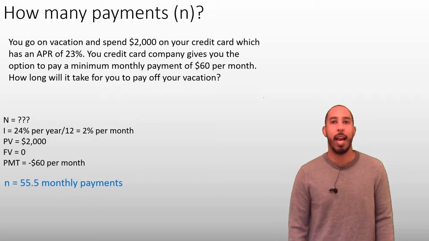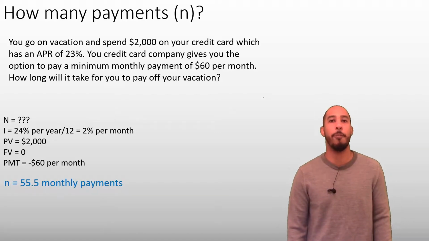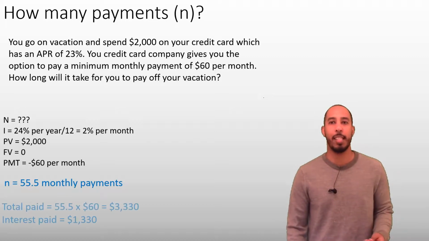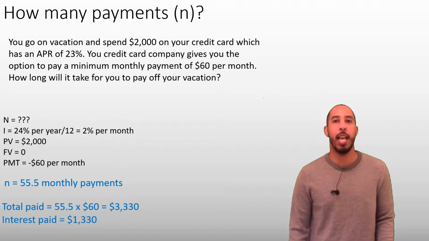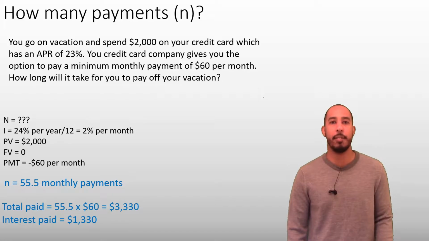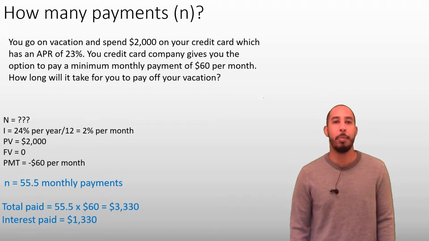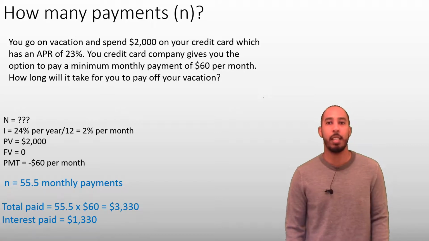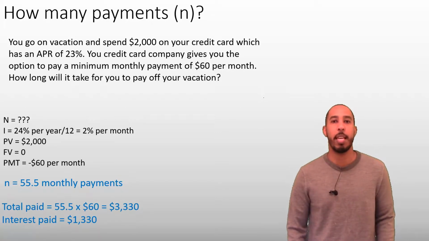Solving for N, I get 55.5 monthly payments. It's going to take more than 4.5 years to pay this off, making just the minimum monthly payment. Let's look a little bit deeper at this. How much is this vacation actually costing us? Since we're making 55.5 payments of $60 each, we're actually going to be paying $3,330. And of that, $1,330 is going to be interest.